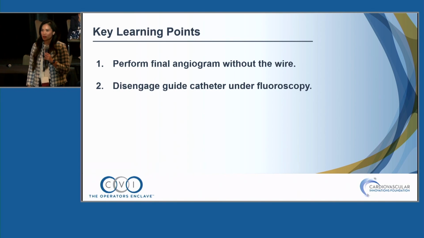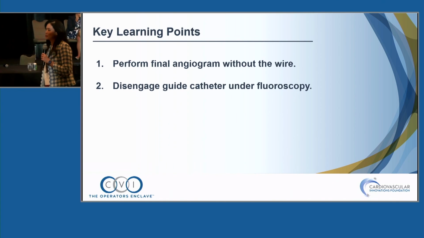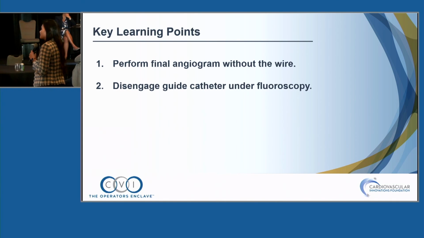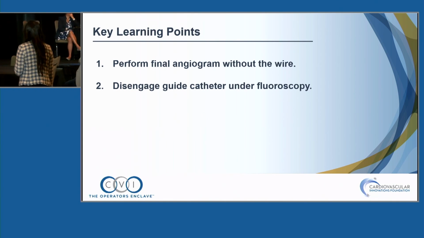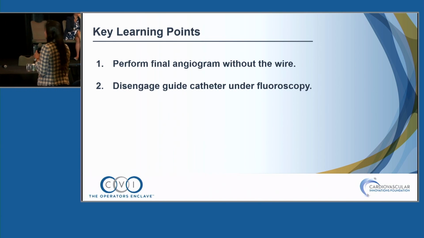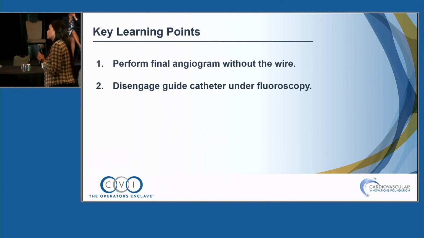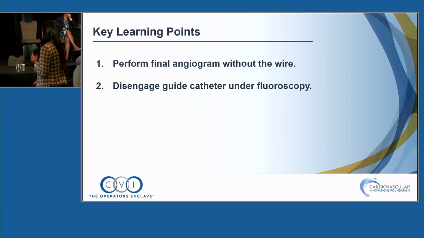Perform a final angiogram without the wire and disengage the guide catheter under fluoroscopy. Our working theory is, at the initial PCI, when the wire was withdrawn and the guide was disengaged, it pulled on a proximal stent strut, stretched it out of the ostium into the ascending aorta, which gave that appearance. Neither of these steps were captured under fluoroscopy, unfortunately.